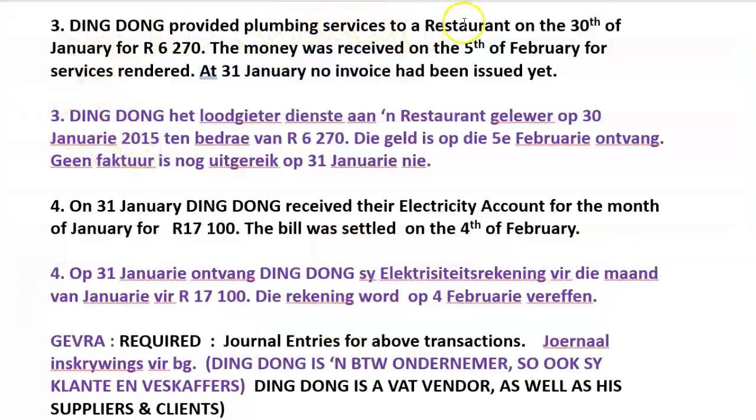Ding Dong provided plumbing services to a restaurant on the 30th of January for 6,270 Rand. The money was received on the 5th of February for services rendered. At 31 January, no invoice had been issued as yet. So they provide plumbing services. The amount was 6,270 Rand. When did they do it? They did it on the 31st of January.